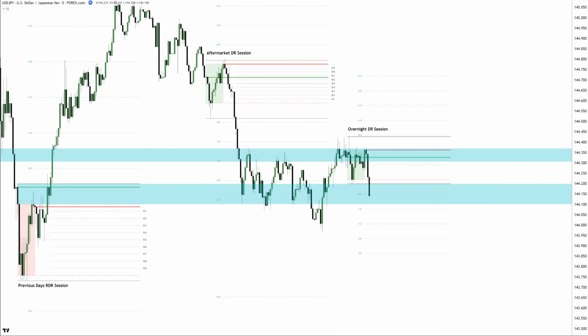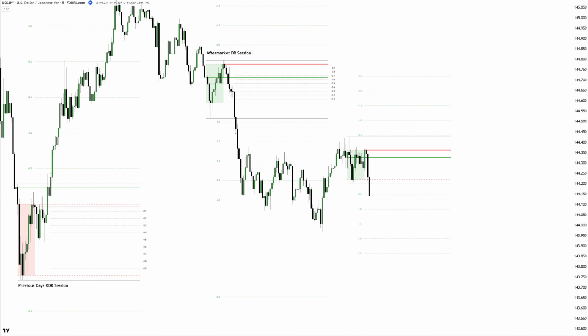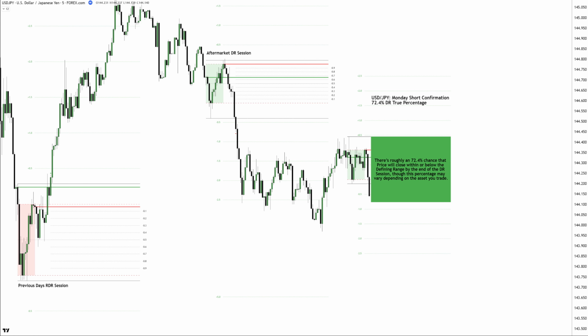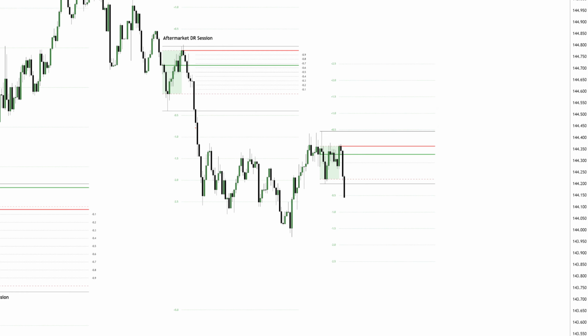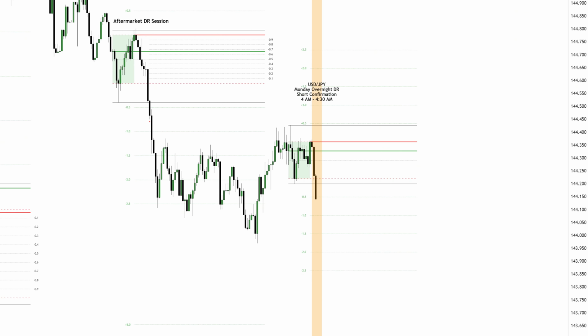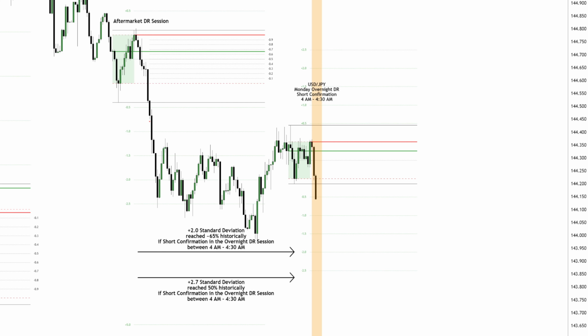So the overnight DR session has confirmed shorts, and therefore we want to trade into this direction. Based on statistics, short confirmations on Monday have a 72.4 probability of turning into a DR true session and a 27.6 probability to turn into a DR false session. If a short confirmation happens in the first 30 minutes after the overnight DR session has formed, the 2 standard deviation level has been reached around 65% historically, and 2.7 were reached 50% historically.